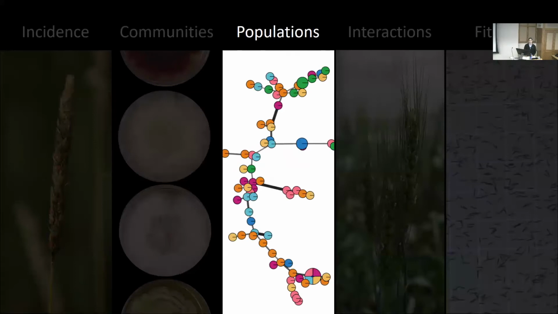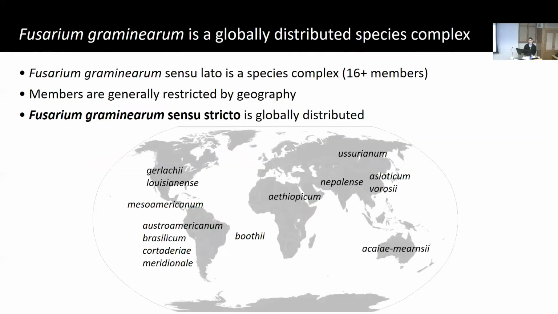After looking at species and community diversity, we took a look at the genetic diversity within Fusarium graminearum populations. To put this into context, we need to start from a very broad point of view. Fusarium graminearum is really a species complex with over a dozen member species. These member species are more or less restricted by geography, and this neat little map just shows their suspected geographic origins. But the most important member retains the name Fusarium graminearum, and it's globally distributed.